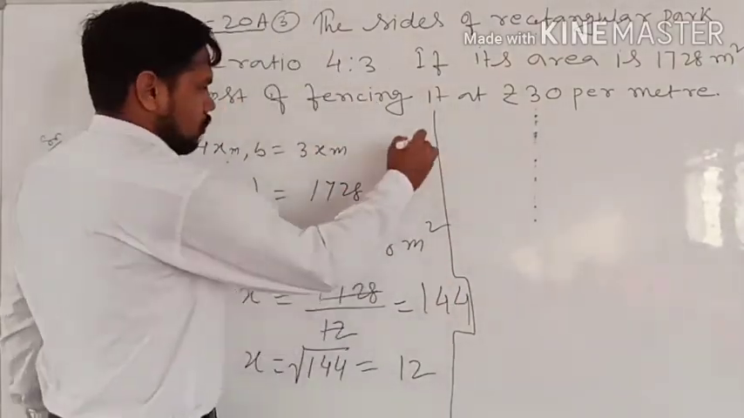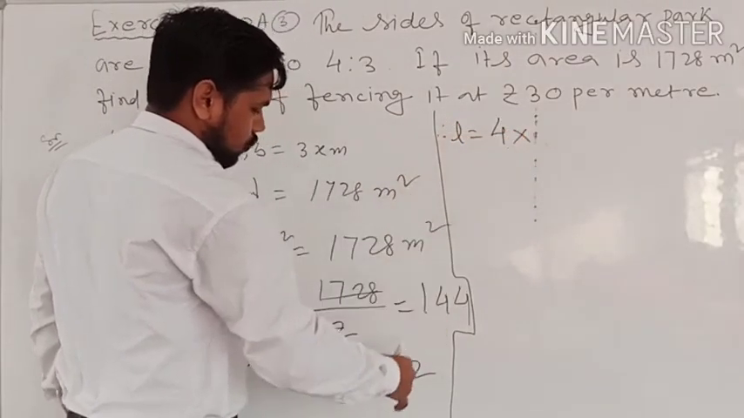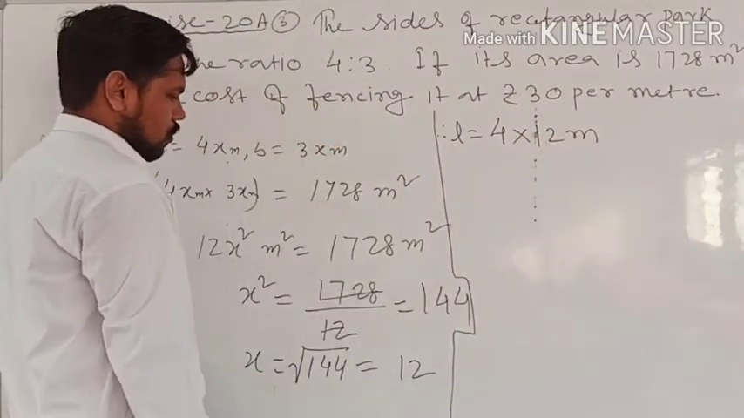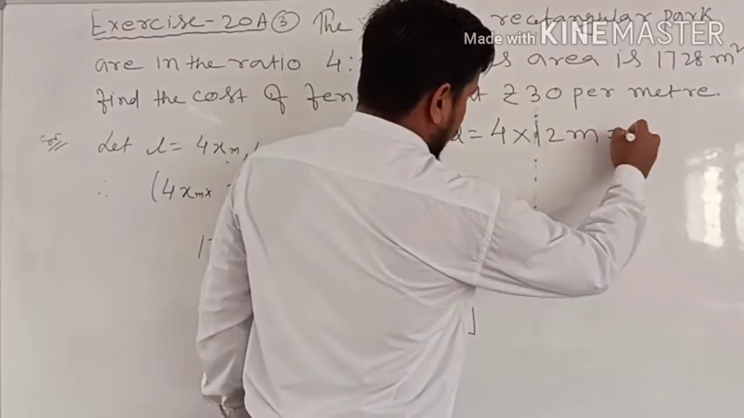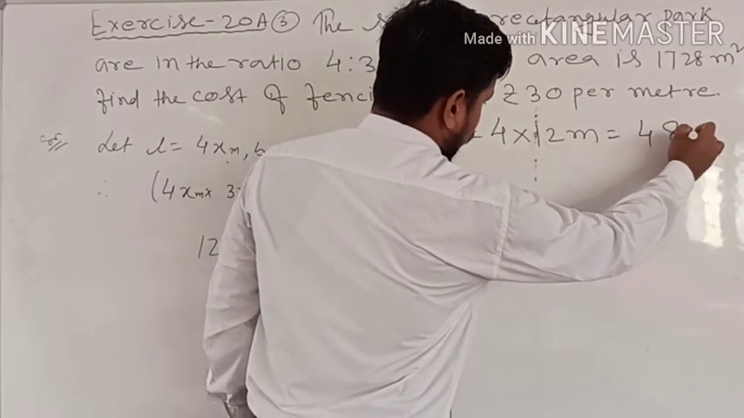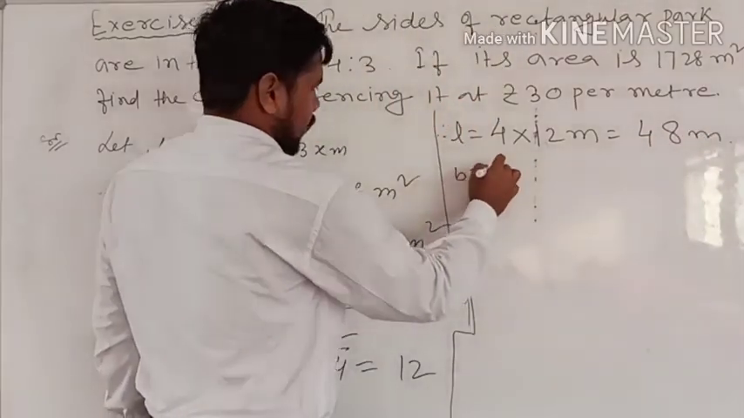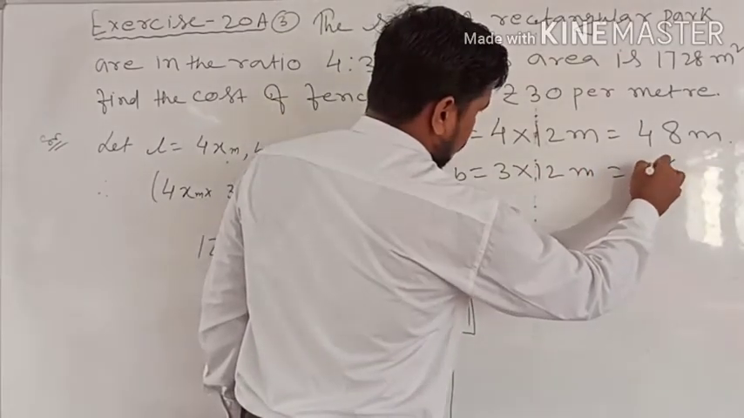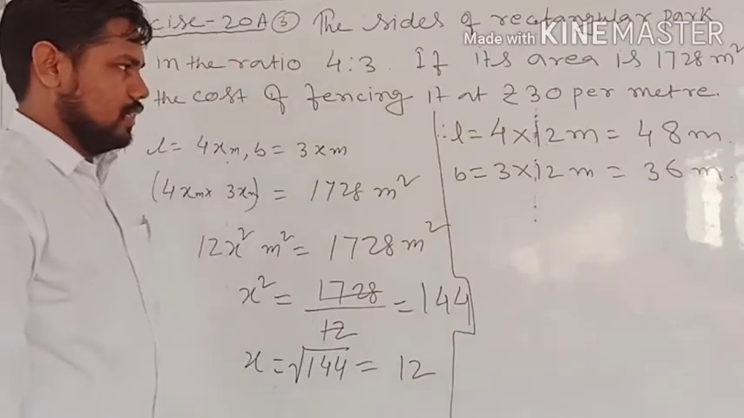So therefore L will be equal to 4 into 12 meter. Okay, so 4 into 12 meter means 4 2 are 8, 4 1 are 4, so 48 meter. And breadth will be 3x, so 3 into 12 meter. So 3 2 are 6, 3 1 are 3, 36 meter. So we got the length and breadth now.